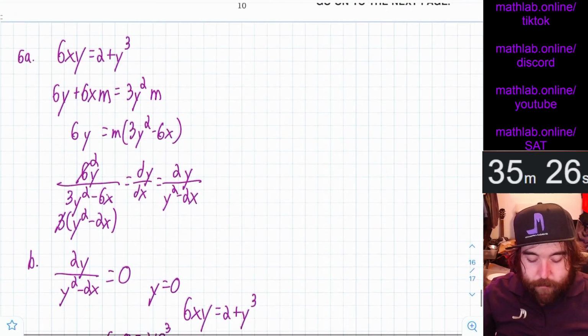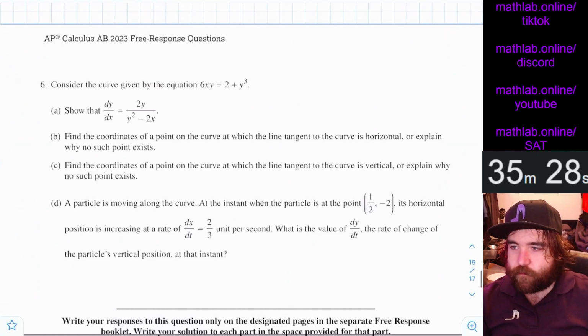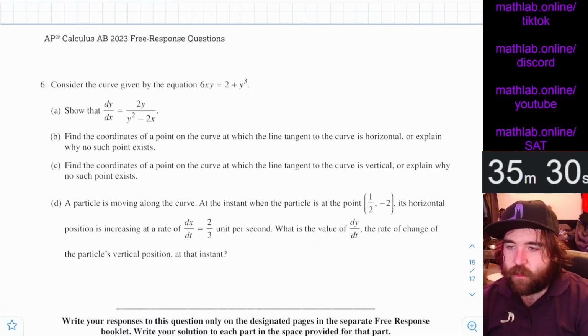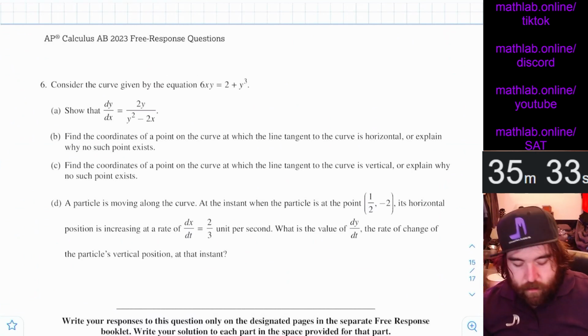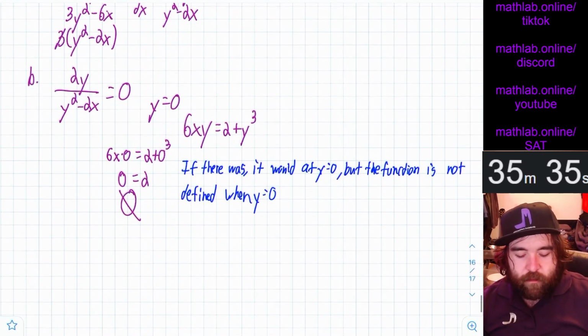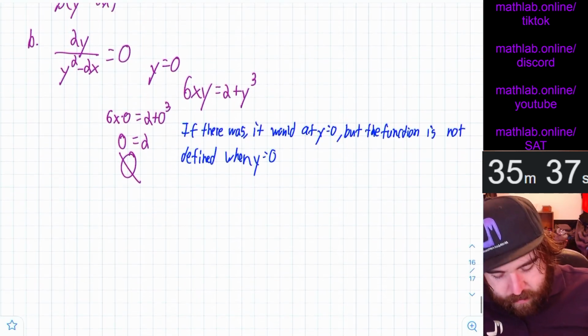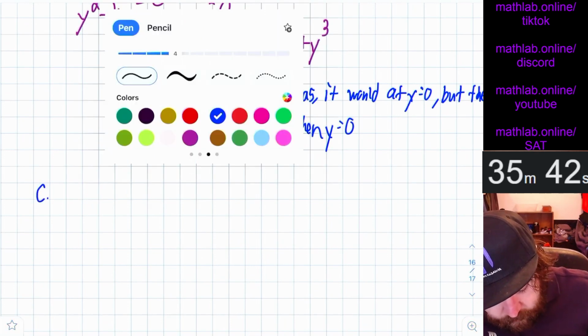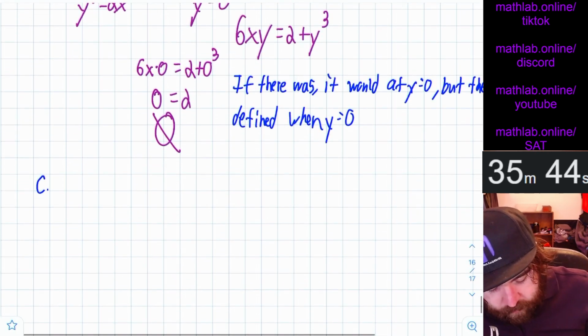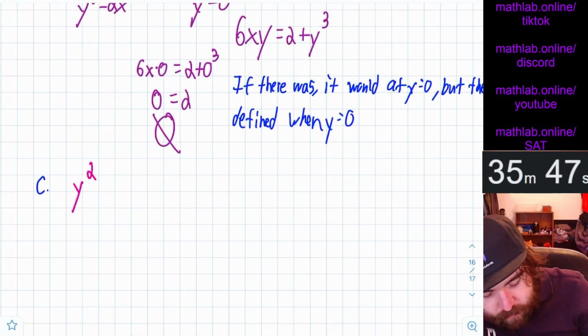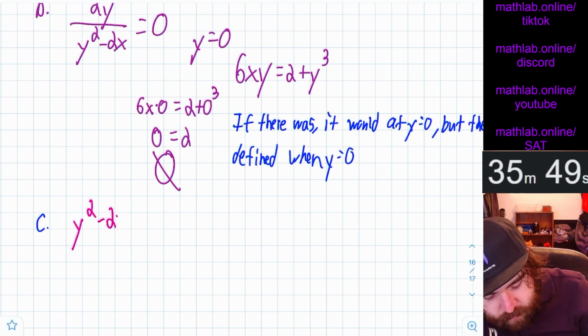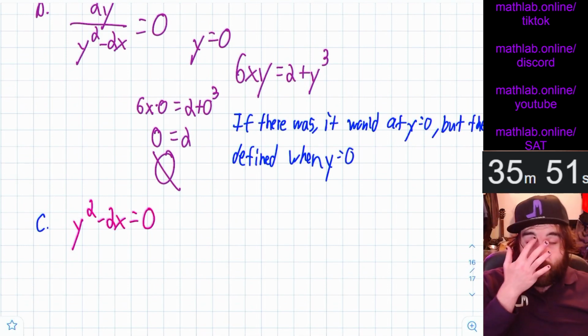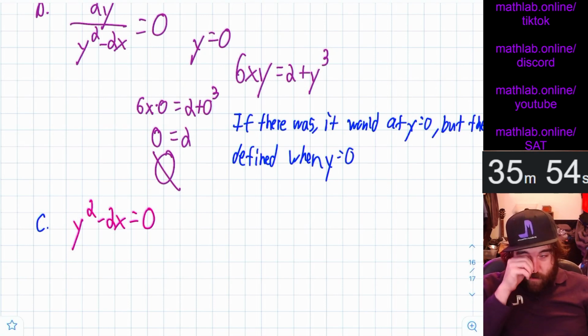Yeah. Okay. C: find the coordinates of a point on the curve where the line tangent is vertical. Okay, vertical. One way to be vertical is when the bottom is equal to 0. That we might have ideas for. So if we change colors, then we'll say when the bottom equals 0, that's y squared minus 2x equals 0. Now that's a parabola. Are we really about to solve a system of equations? I think we are.